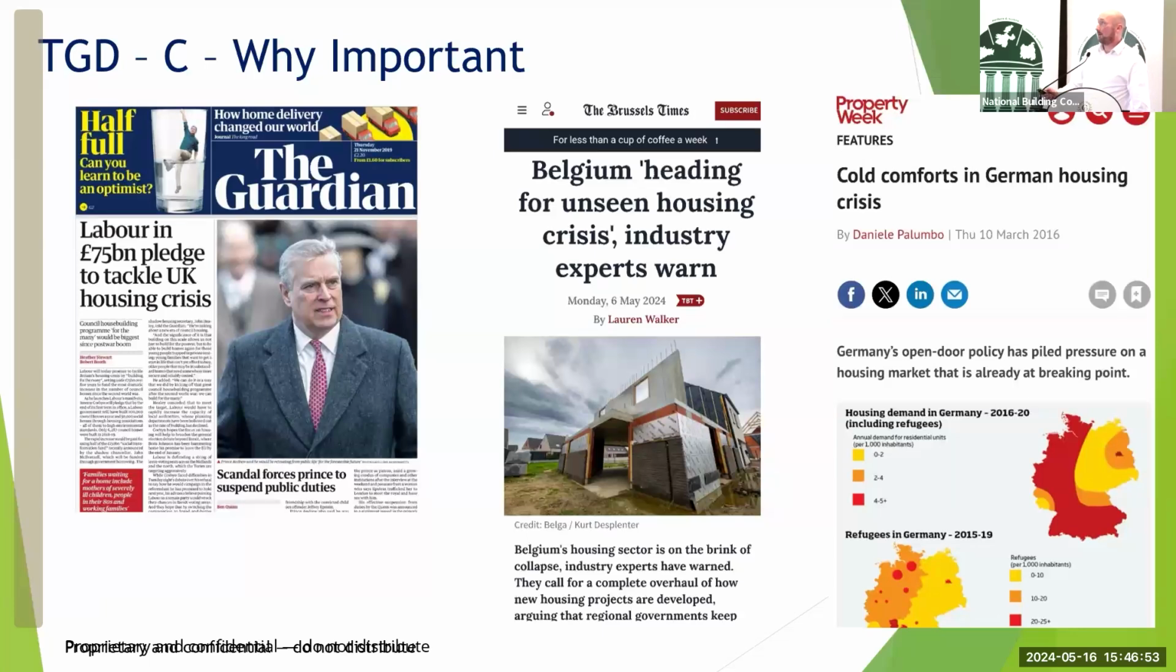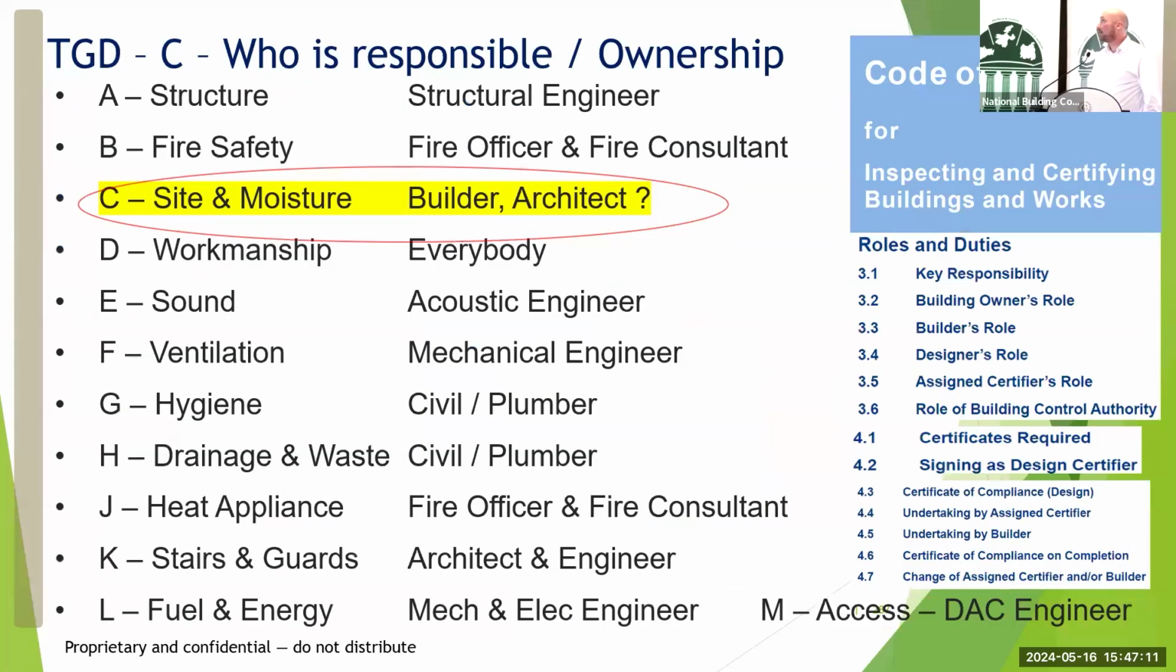Why it's important, again, I took these photos, I was on holidays there, these are just clippings from last week. I suppose the whole of Europe is in a housing crisis. We have 2 ministers here today. They're here because this is a hot topic. If we get part C wrong, you aren't going to get it right. So there's a lot of interest in getting it right from the start.